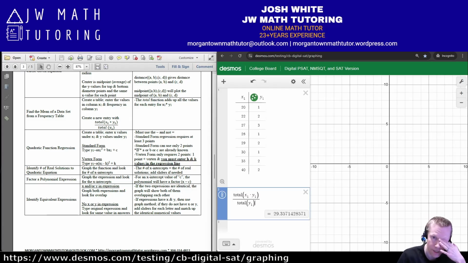Okay, so this is going down through and multiplying the x value times the y value in each row. And then it adds up all those results. That's your numerator. And then your denominator is just the total of the y1 column. Basically total number of values or total number of entries. All right, so we have the mean here. It comes out to 29.357, and so on.